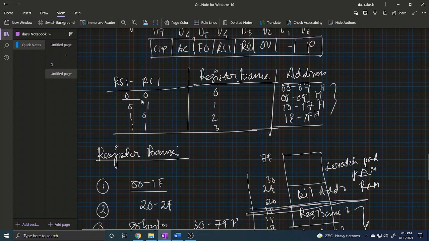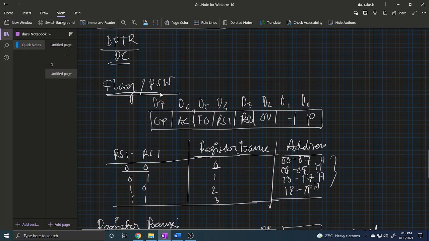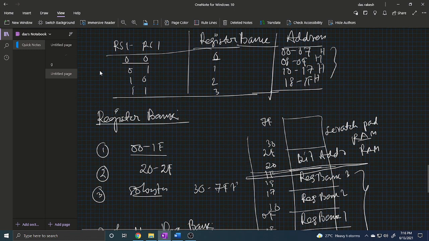When RS1 RS0 equals 00, then the register bank equals 0. One thing should be remembered: in this flag register, these 2 bits are user defined, while the other bits are only used to show the status of the result. This is parity, overflow, auxiliary carry and carry flag. Now when this is 01, then we switch to bank 1, then bank 2 and bank 3 respectively.